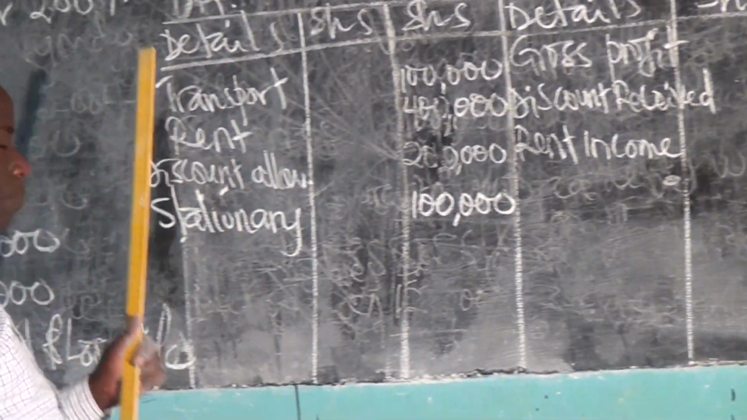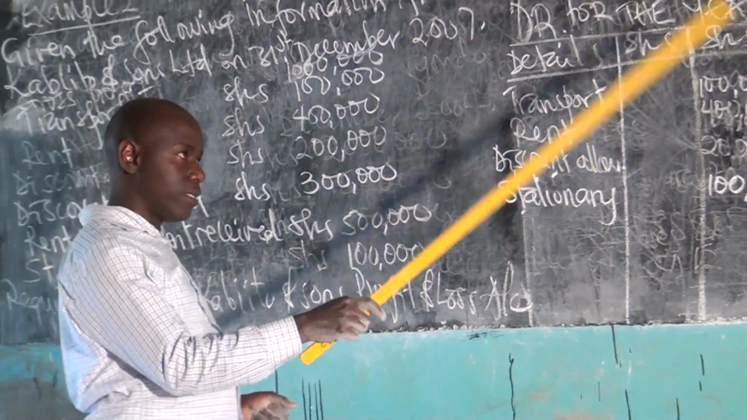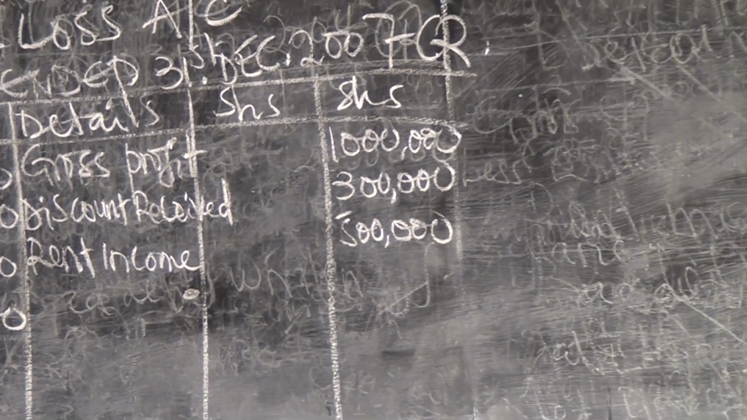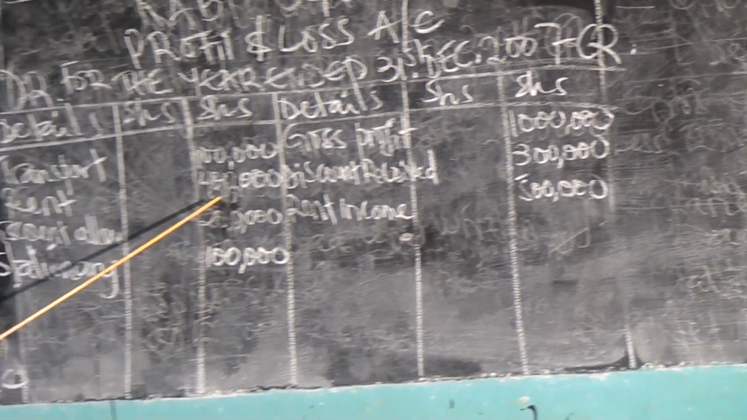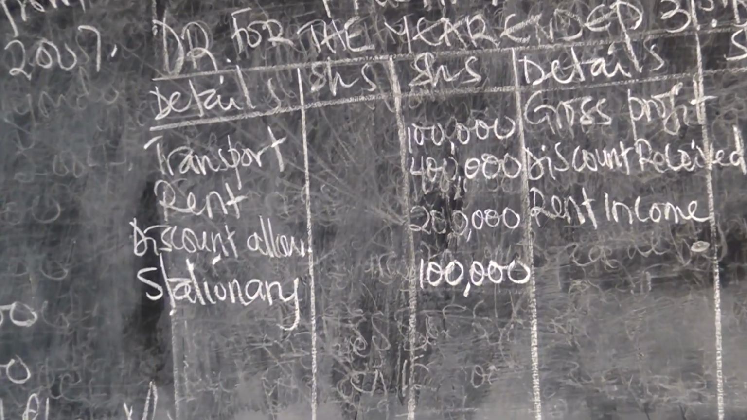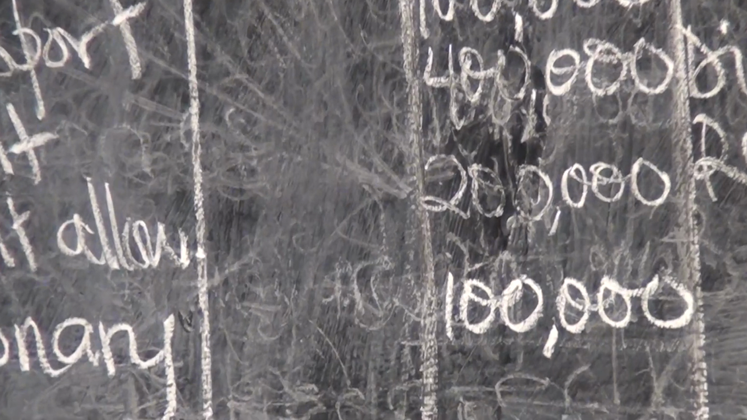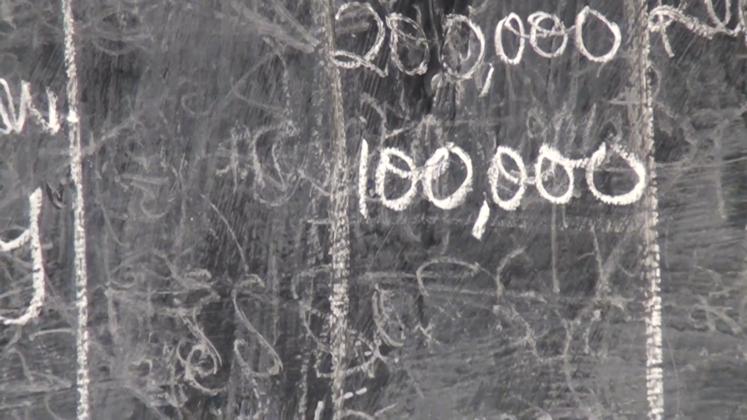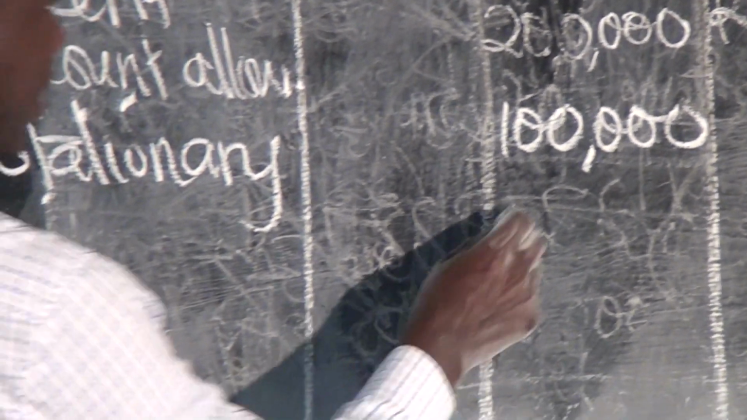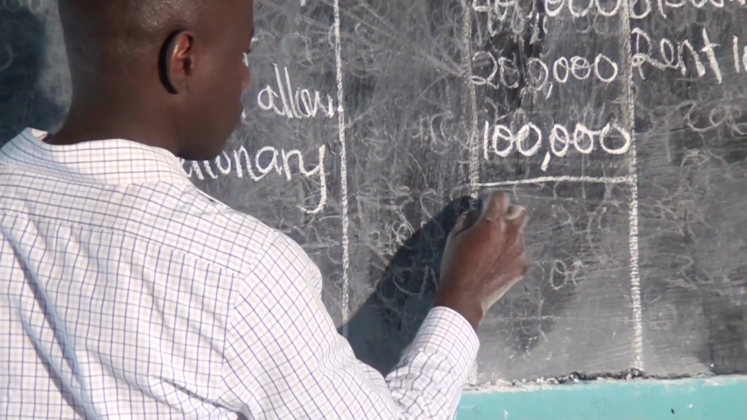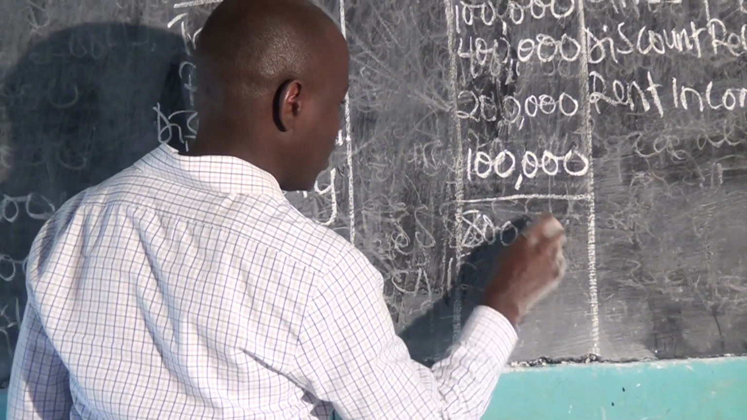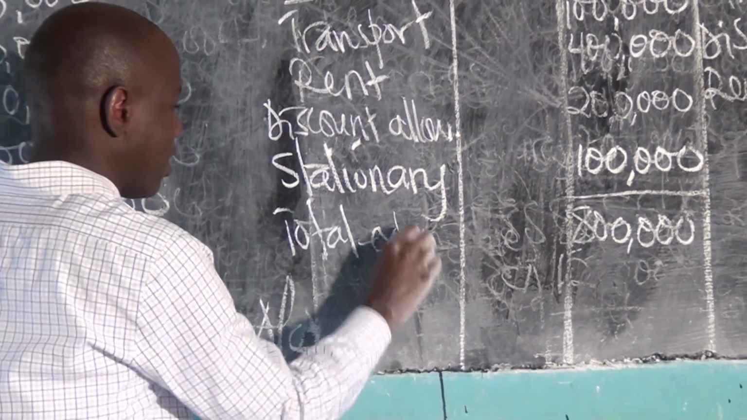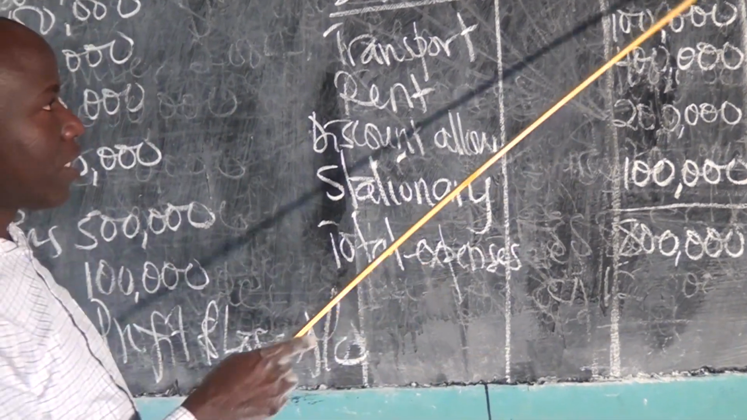Now, after recording the expenses on the debit side and income on the credit side, go ahead and get the total on both sides. Let us start with this side: 100,000 plus 400,000, that's 500,000. 500,000 plus 100,000, that's 700,000. Plus this one, plus 100,000, you get 800,000. And that one stands for total expenses.